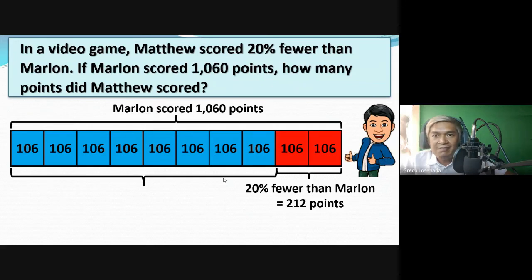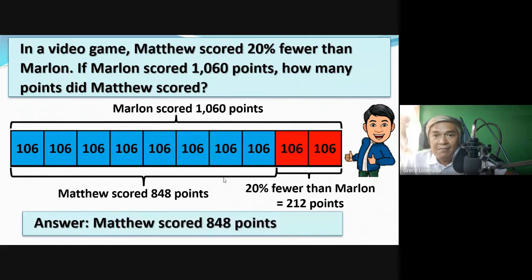So how many remaining boxes do we have? We have 8 remaining boxes, and each box contains 106 points. So if we multiply 106 points by 8, we are going to get the score of 848 points. Therefore, Matthew scored 848 points in the video game.